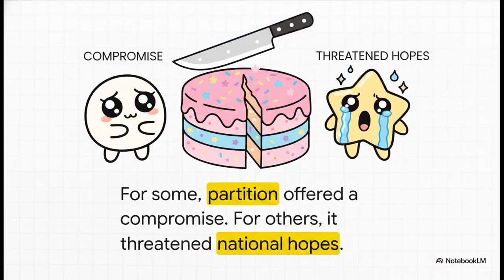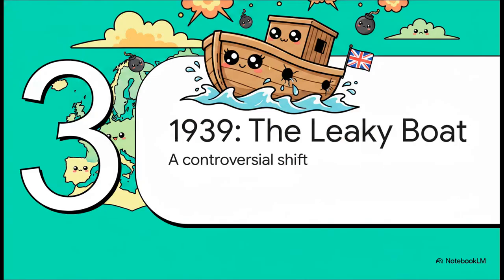But think about it, just like trying to slice a single dessert for two hungry people who both deeply believed they were promised the whole thing, partition was incredibly controversial. For some, sure, it offered a pragmatic, if painful, compromise. But for so many others on both sides, it was seen as an absolute threat to their national hopes, their security, and their rights. Because it was rejected by so many people, this specific map never actually became reality. Moving on to Section 3, 1939 and the Leaky Vote.